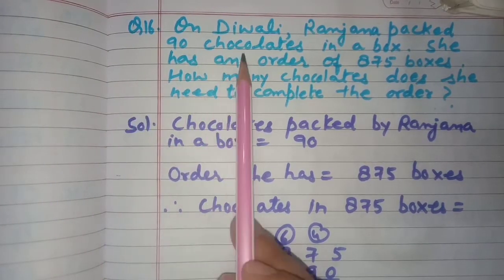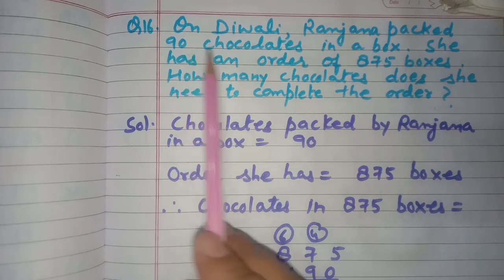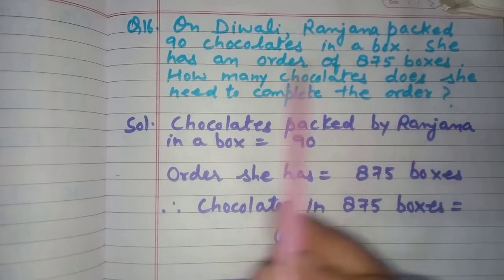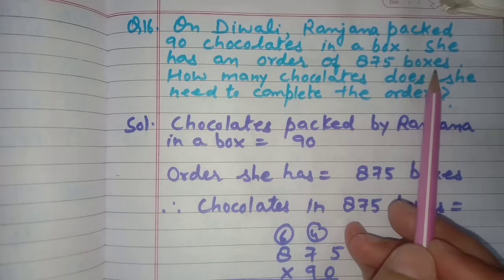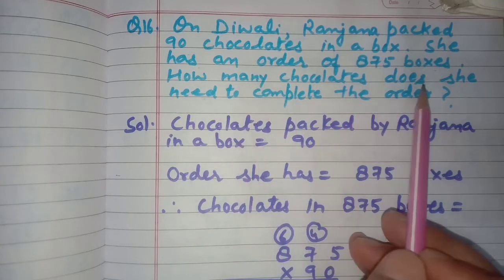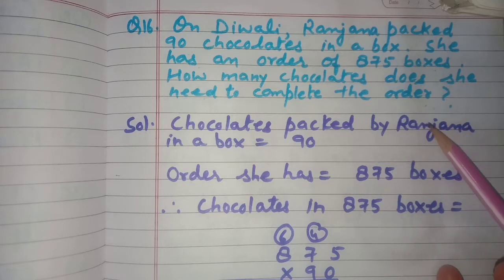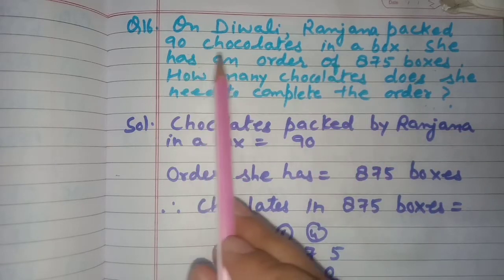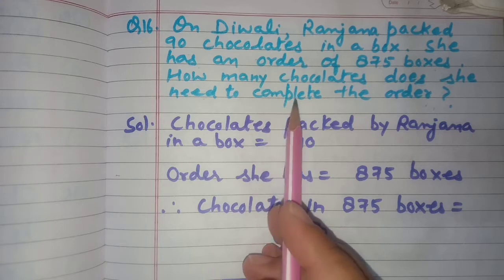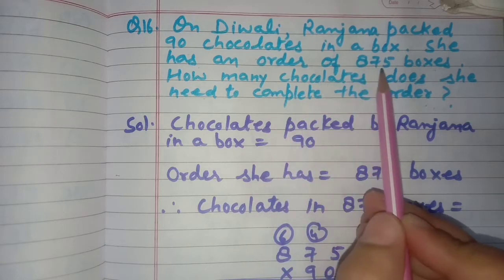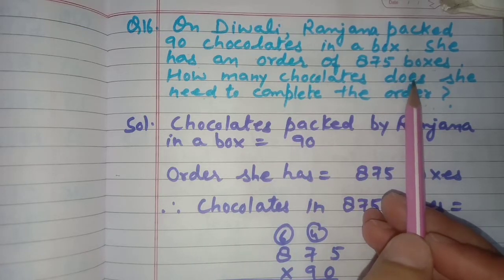Question number 16. On Diwali, Ranjana packed 90 chocolates in a box. She has an order of 875 boxes. How many chocolates does she need to complete the order? See, this is a very simple question. In one box, she packed 90 chocolates. So, how many chocolates will she pack in 875 boxes? This is what we need to find.